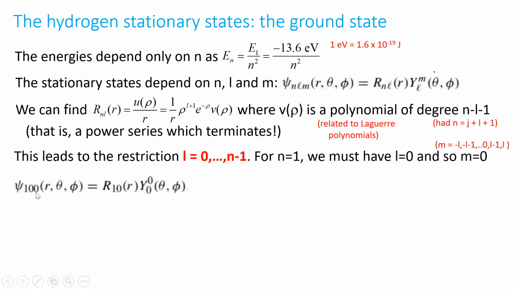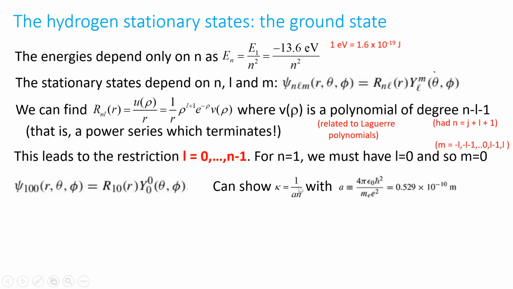Okay, and it looks like this. Psi 1, 0, 0, n equal 1, L equals 0, M equals 0, of r, theta, and phi is R 1, 0, since n is 1, L is 0, of r, times Y 0, 0, L equals 0, M equals 0, of theta and phi. Okay? Now, with a little effort, we can show that kappa is equal to 1 over an, okay?